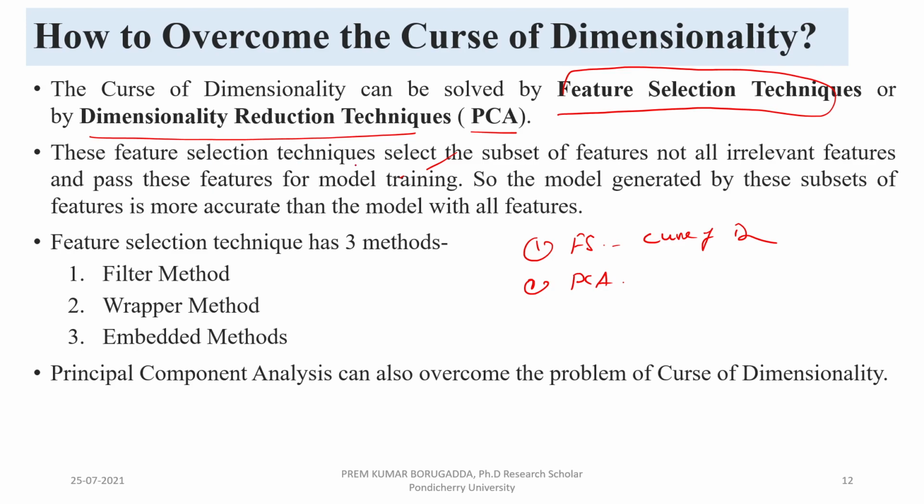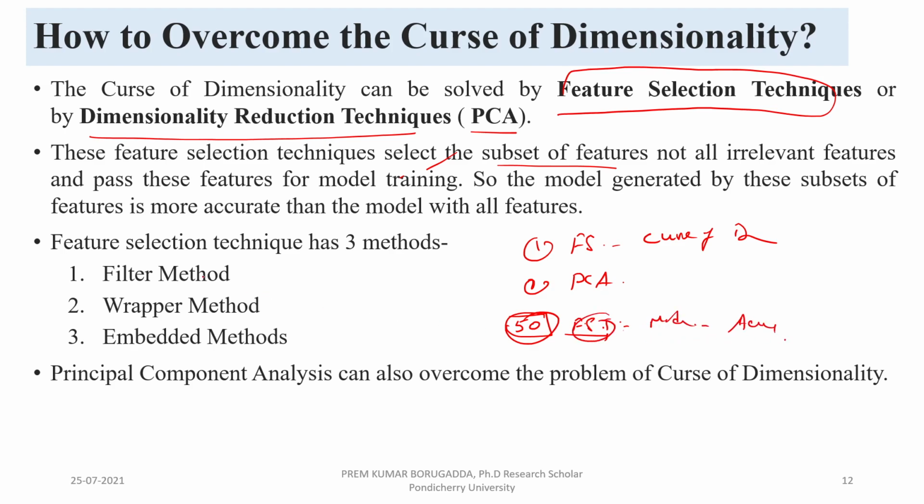The feature selection technique selects a subset of the relevant features, not all of them, and passes these features for model training. The model generated from a subset of the features is more accurate than a model with all features. For example, I have 50 features and I apply feature selection techniques. They select the best independent variables, a subset of all the features. We train the model on those features and get better accuracy.